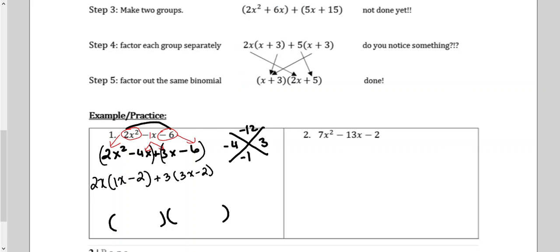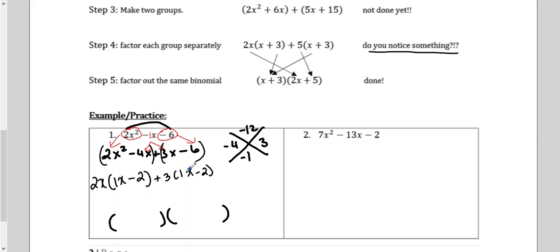I'm sorry, I did something wrong here. 3 divided by 3 is 1. Okay, and then you have the x. And then once you do that, do you notice something? Well, once you do that, you should have the same thing in your parentheses here. If you didn't, then something went wrong up here.